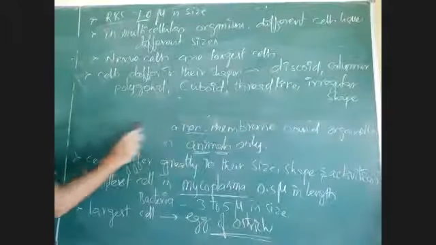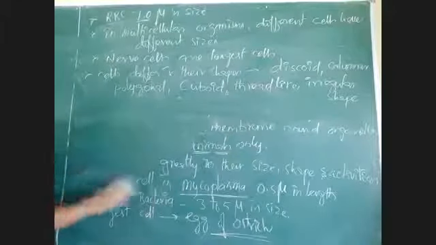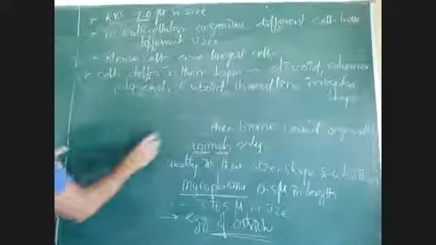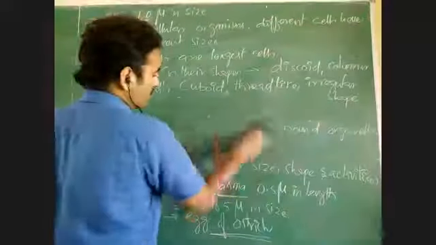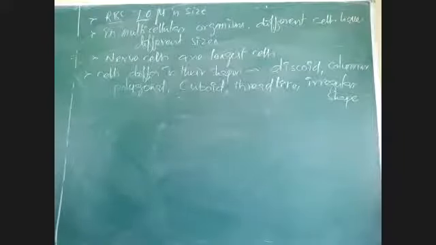All cells do not have the same shape. They have different shapes based on their location and function. Some cells may have discoid shape, disc-like shape. Some cells may have column-like shape. Some cells have polygonal shape, with many sides. Some cells may be thread-like structures. Some cells may be irregular. They have different shapes.